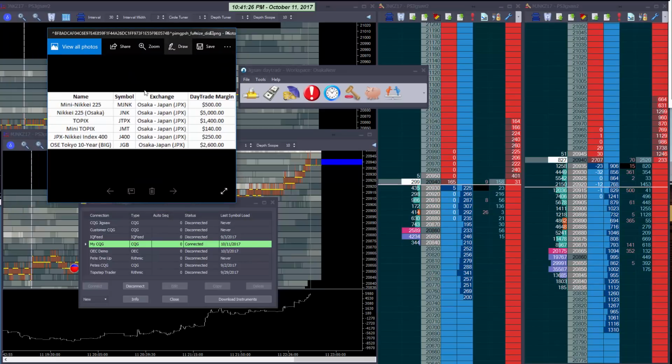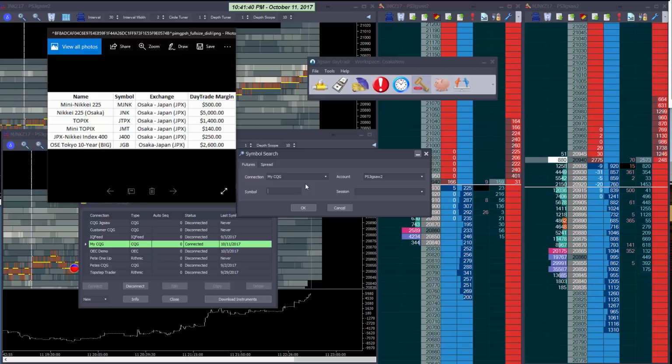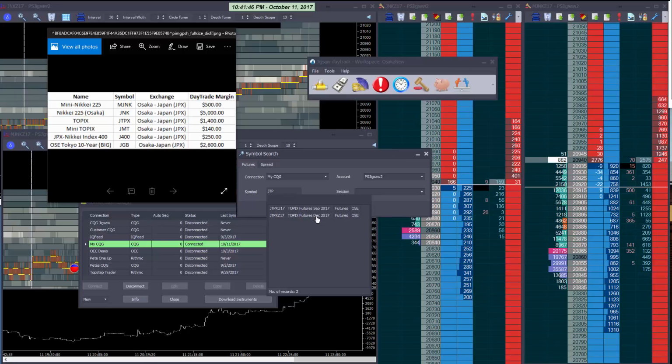Now what you can see, we've got the instruments here. We've got the Mini Nikkei, MJNKZ17. The Nikkei 225, JNKZ17. So this is the mini contract and this is the full size. Now for the other instruments, pretty much follows the same thing. So we've got the topics, JTPX. You can see topics December there.